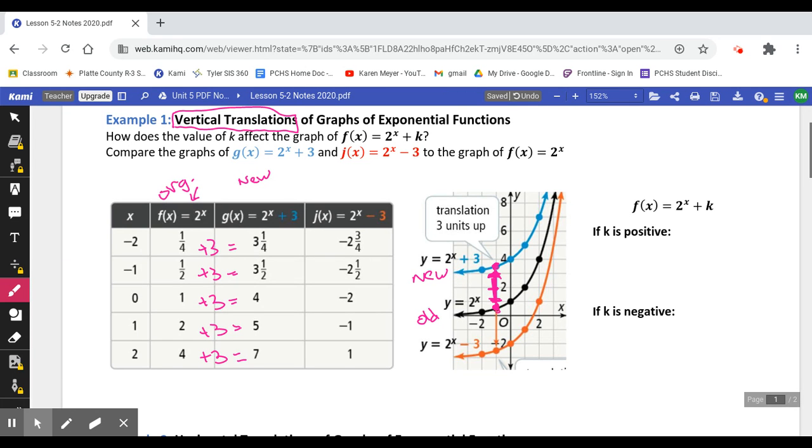Now, what if I didn't have a t-table or a graph to look at? Where else do I see a +3? Oh, hey, here. Look at my equation. And in the equation, do you see that +3 at the end? Like we talked about the other day, that was the asymptote. Well, your asymptote number right here will tell you whether you're shifting up or down. If it's positive, you're going to shift up. And if it's negative, you're going to shift down.